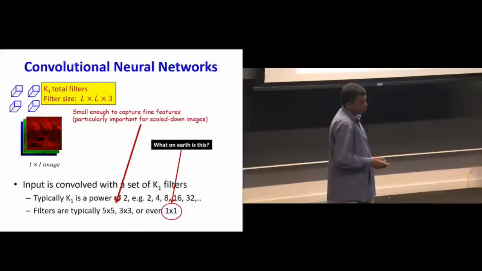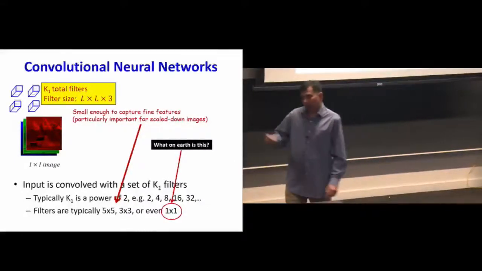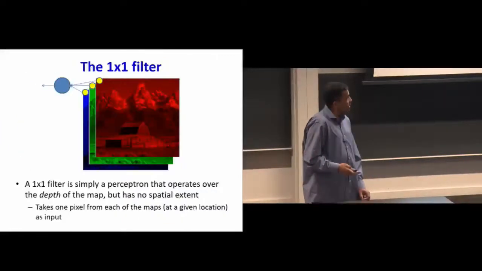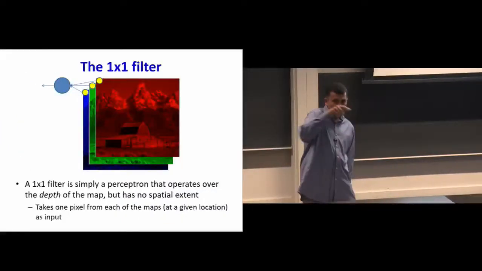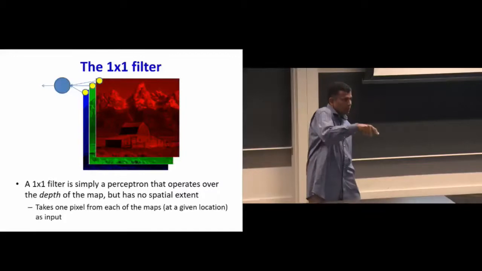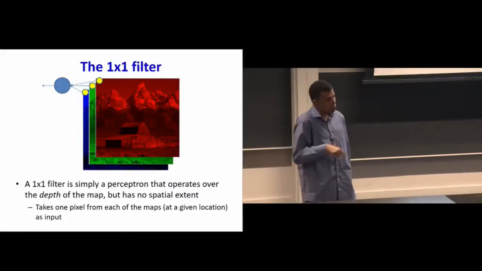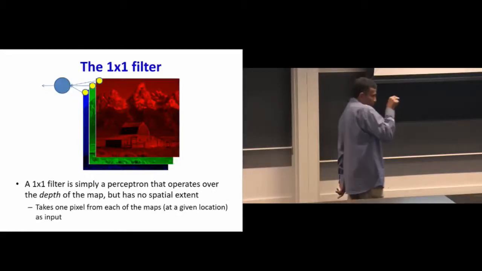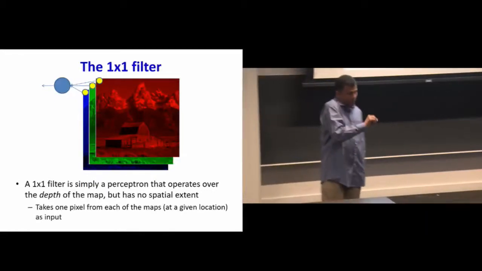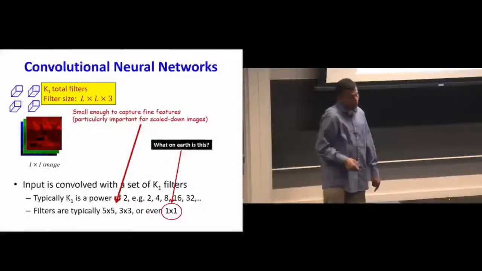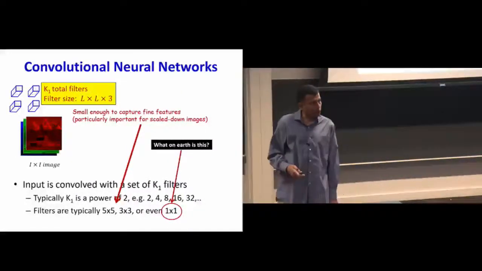Now, what exactly is this 1 cross 1 filter? We all understand what a 3 cross 3 filter is. What would a 1 cross 1 filter be? So it turns out a 1 cross 1 filter is just a simple perceptron that's looking across the planes. Instead of looking at groups of outputs, it's looking at one single pixel across the planes and scanning the entire input. So even 1x1 perceptron filters are quite commonly used.